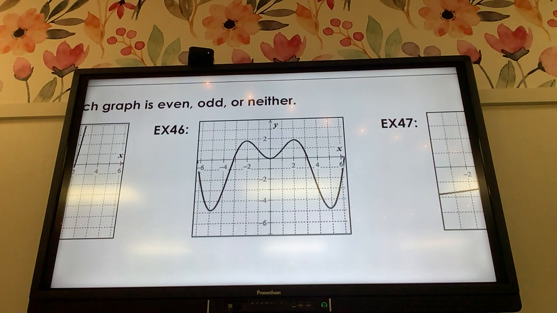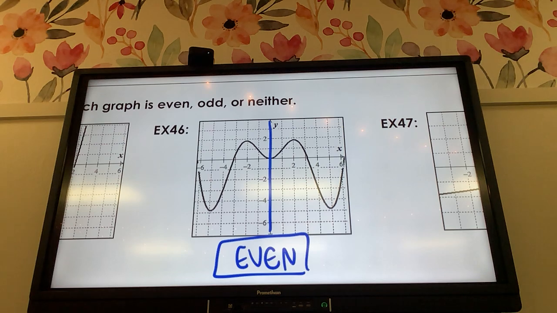All right, so let's go to 46. On 46, can you reflect it over the y-axis? Yes, and so this one would be even. Can it be both? It can be both. So can you rotate this one if you were to flip it over? Would it be the same thing? No. But yes, good question. It can be both.